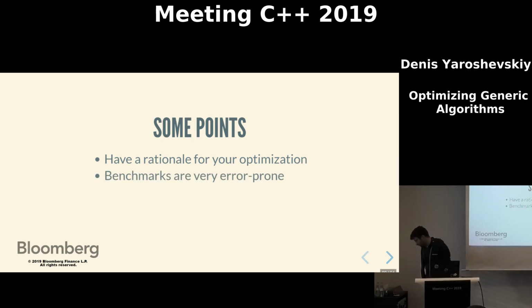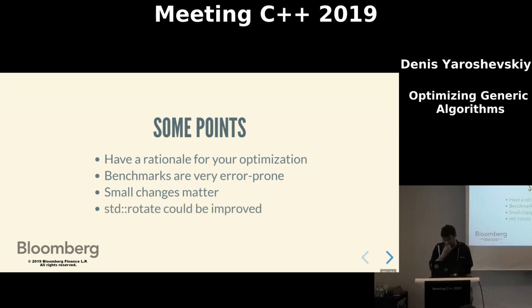Benchmarks are very error prone. Multiple times I have stumbled upon it: my data wasn't right, my measurements weren't right. Small changes matter a lot. We did very tiny tweaks and it made a big difference. If you want to take a crack at something, standard rotate would be a good candidate. There are two implementations, one in libc++ for random access iterators, the other in GCC. They are different. One is better sometimes, the other is better other times. If you can come up with a general rule, this is how we actually do it, that would be really cool.